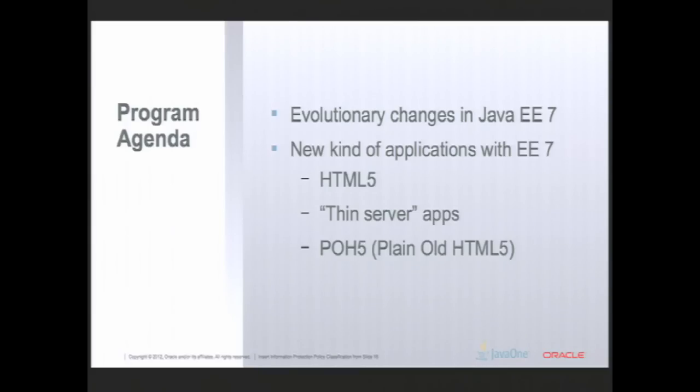At the same time, Java E7 contains some technologies which will enable and accelerate development of new kind of applications. These applications are sometimes referred to as basically HTML5 applications, or also thin server applications. So have people heard the term thin server apps? I also heard the term POH5, plain old HTML5. So those are the kind of names how people refer to these applications.